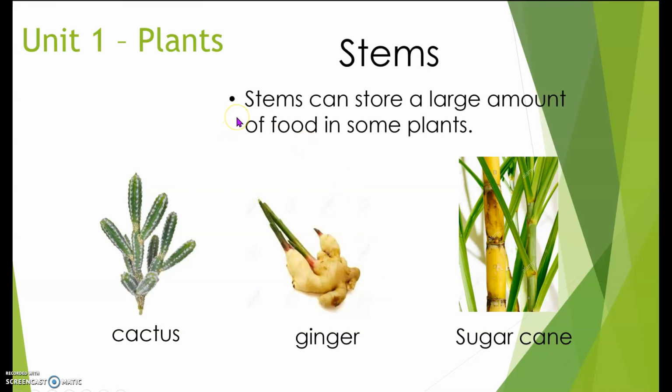Okay. Stems can store a large amount of food in some plants. So they can store a large amount of food. Repeat after me. Here are some examples. Cactus, ginger, sugarcane. Very good. So these examples of plants can keep or can store large or many food in their stems. Okay? Next.